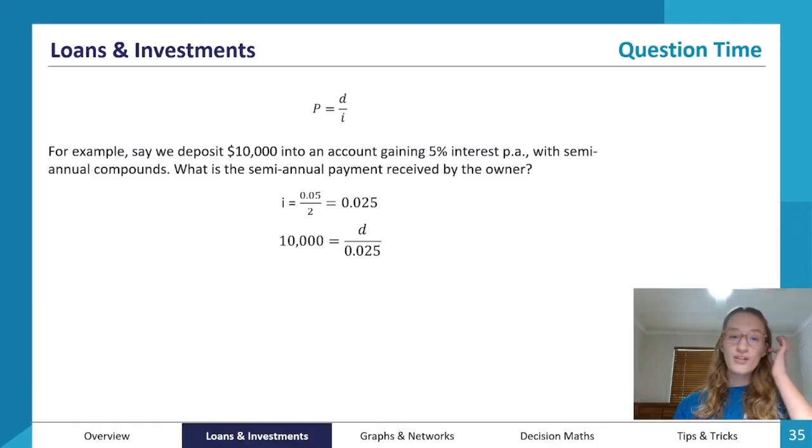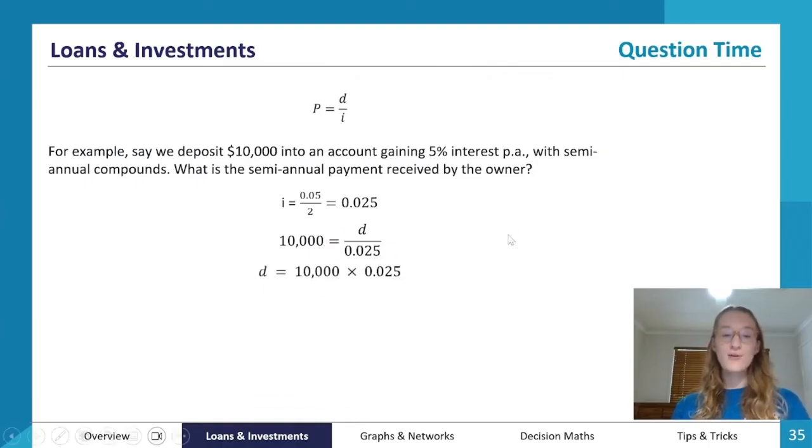And we know that P, the principal, the amount they initially deposited, was $10,000. So now we can substitute P, $10,000. We don't know D. That's what we're trying to find out: what payment are they going to receive? And we know what I is, 0.025. So what we then do is solve and isolate.